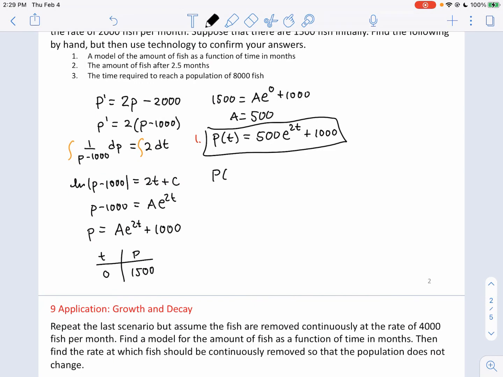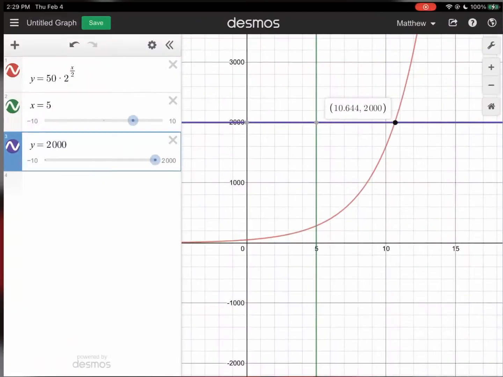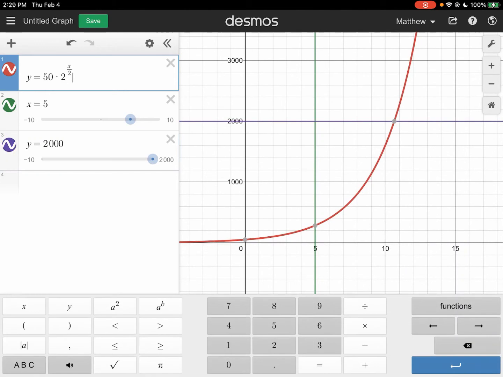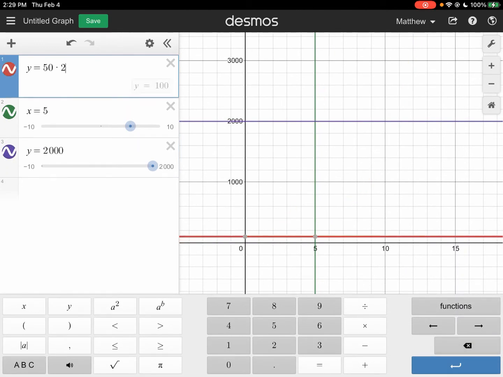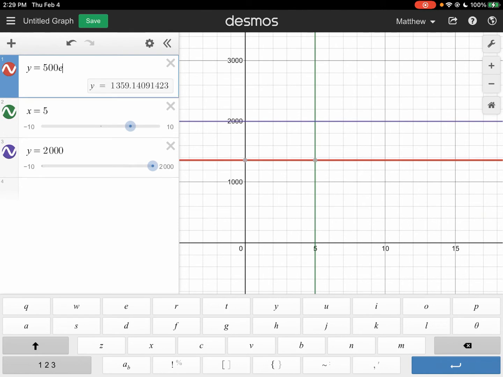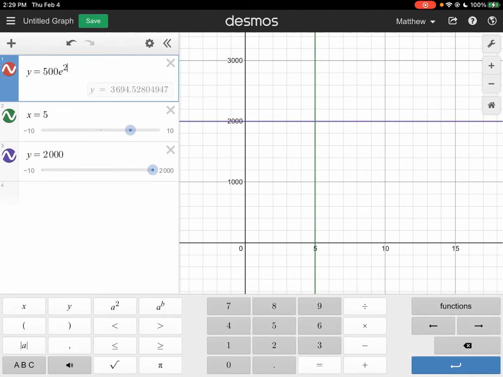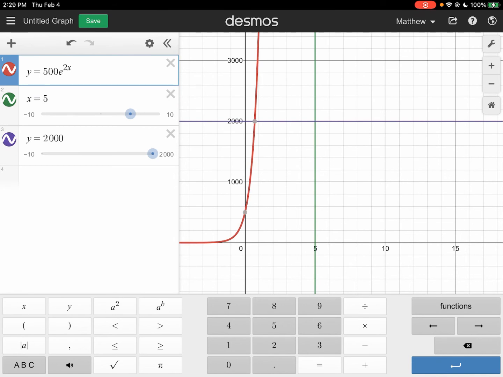So we want to find the population at time 2.5. So we're going to get 500 times e to the 2 times 2.5, which is 5, plus 1,000. So this is really the best I can say without technology. But if I do reach for the calculator, why don't we just do this right now together on Desmos. Let's go back over here. Let's change this function to 500 times e raised to the 2x, and then plus 1,000.